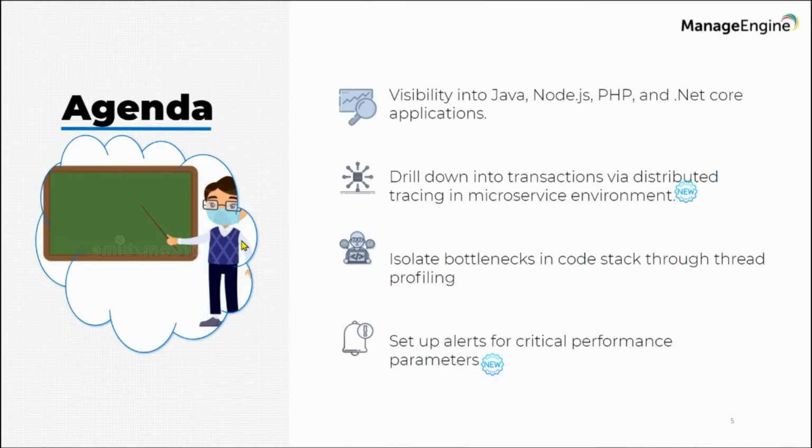Today we'll be focusing on how you can get started with the Java, Node.js, PHP and .NET Core applications based monitoring and finding the distributed transaction tracing in a microservice based environment, isolating the particular performance related bottlenecks of your application through thread profiling feature of Application Manager APM Insight. And finally, we'll be discussing setting up the alerts for critical performance indicators of your application and how well you can achieve that using the APM Insight solution. This is going to be the agenda for today.